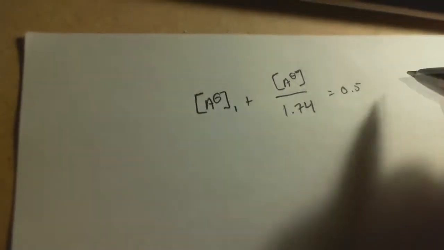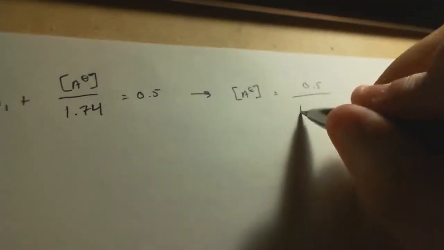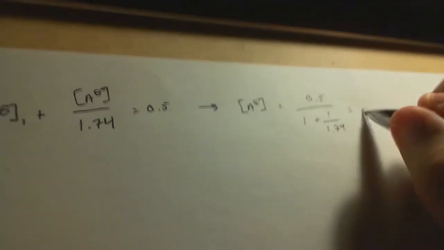For example, according to that email you sent me, you asked me about this right here. It was the conversion of A minus 1 plus A minus divided by, I think it was, 1.74. Make sure you get that focused. There we go. I apologize if it's sideways, but I think you get it. Equals 0.5. And you want to know how it goes to the solution, which was A minus equals 0.5 divided by 1 plus 1 over 1.74 equals 0.318.